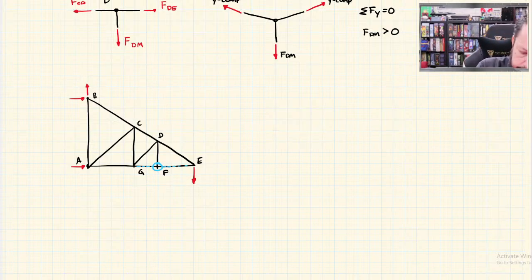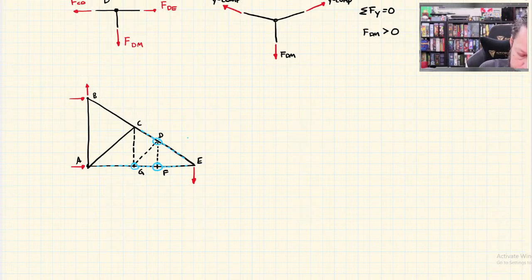So DF is a zero force member. And now when I look, D has 3 members. 2 of them are collinear. No external force at D. So DG is a zero force member. Now G has 3 members. 2 are collinear, AG and FG. No external force at G. So CG is a zero force member.